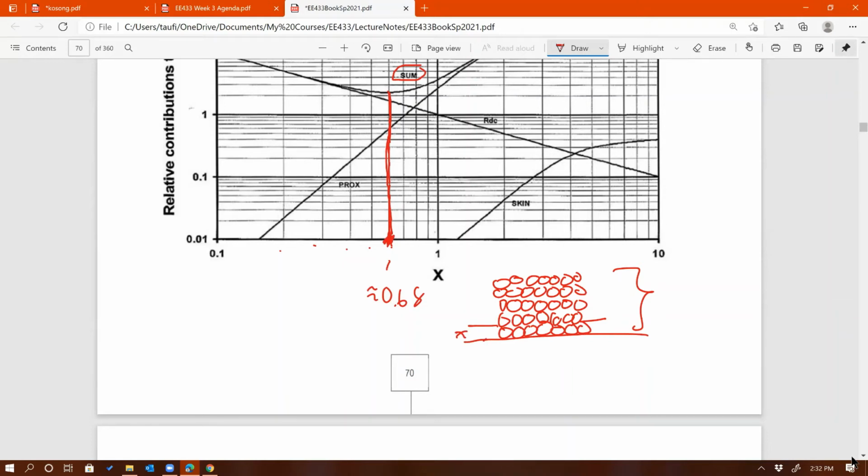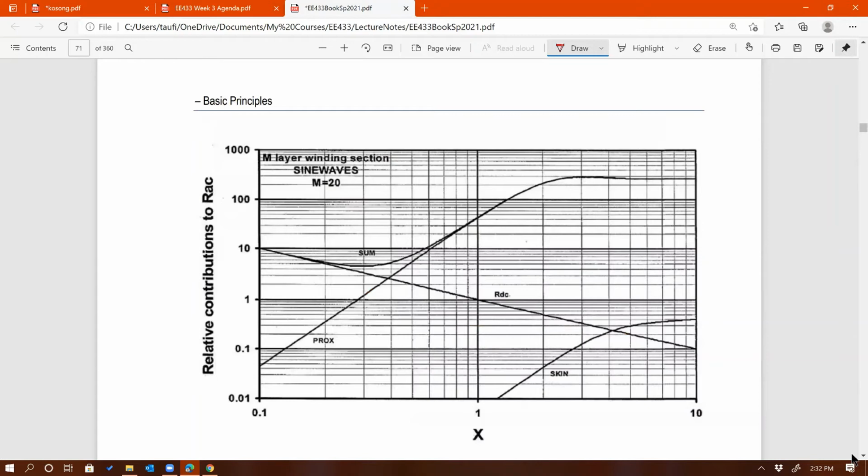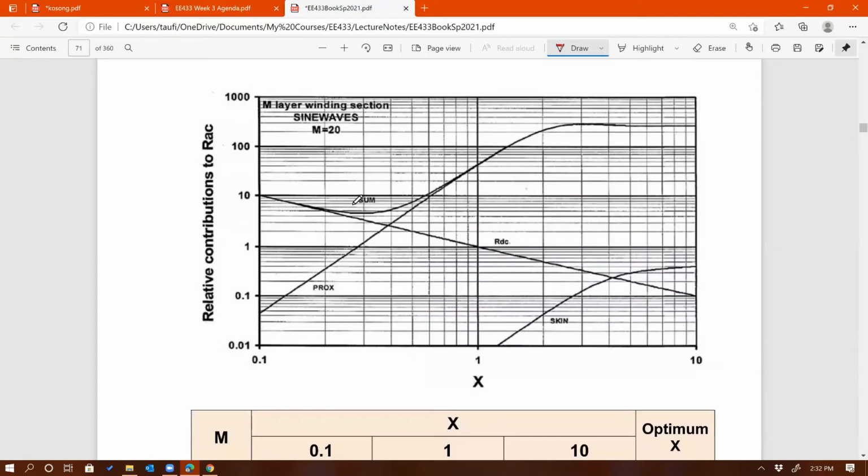So in this case, each layer should be around 0.6 of the skin depth, right? Okay, and it looks like I have another one right here. Number of layers 20. So for 20, again, it's shifted more to the left, looks like, right? That's the trend. So that's the minimum, looks like, at this line right there. That X value, what is that? 0.3. So that's 0.3 skin depth. Okay.